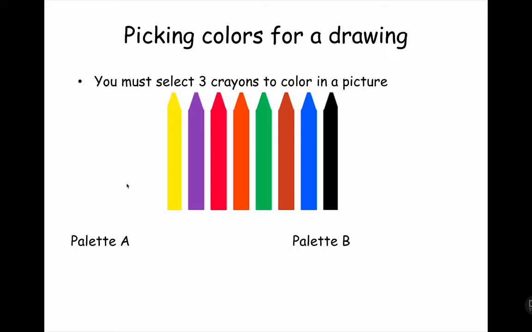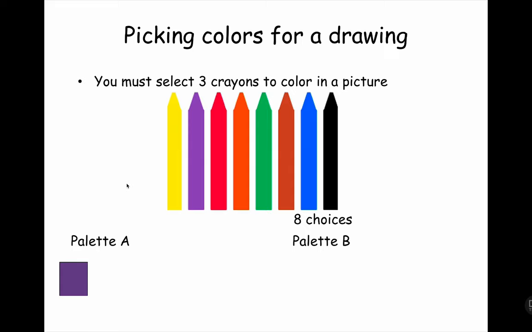And let's say you have palette A that one person is going to construct, and palette B that another person is going to construct. So let's say person A is going to pick first. How many choices does person A have for their first crayon? Eight. Okay. All right. Has eight choices. And let's say for palette A, that person chose purple.